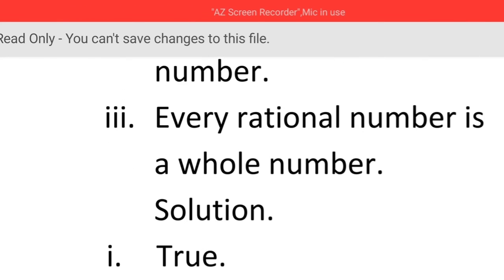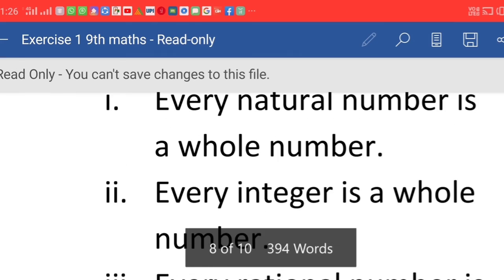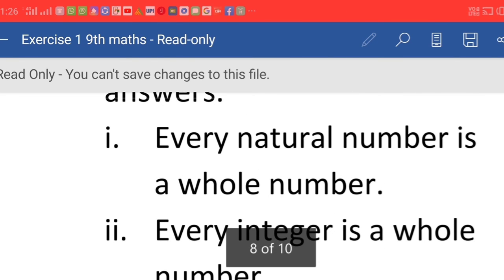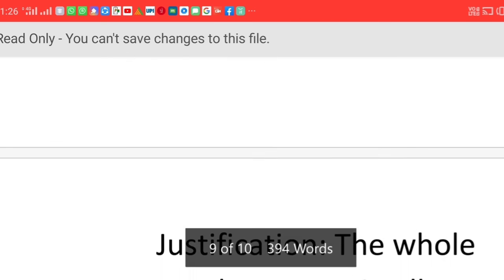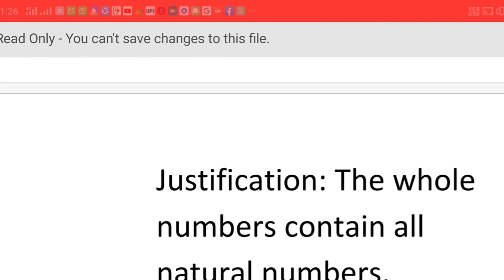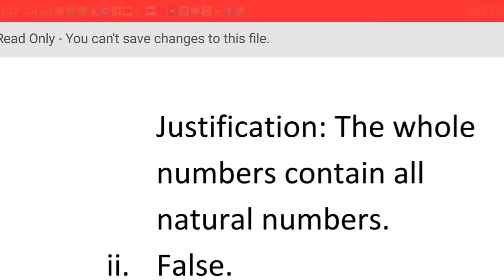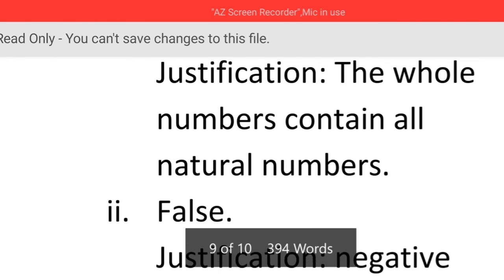Solution. Look at here. First question. What is the first question? Every natural number is a whole number. Answer true, because all natural numbers plus 0 is equal to whole numbers. So whole numbers contain all natural numbers. So correct answer.